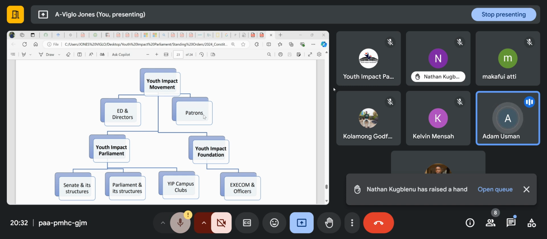He came in on ethics. His Excellency Jones spoke about the standing of the Senate and the Parliament, and also took us through the constitution of the Youth Impact Movement. He spoke about the constitution of the Parliament and also the Senate. It's been an informative session, and I want to thank all of you for joining once again. For those who could not join, we will make a recorded session available so that they can also refer to it later. I want to thank all of you once again.